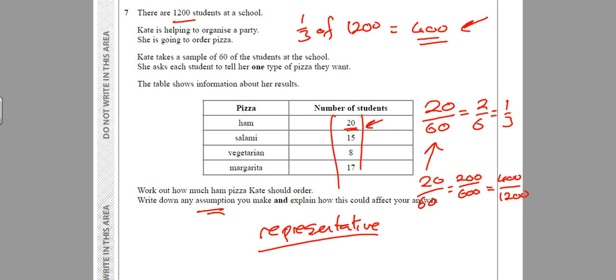So the assumption that we're making is that the sample is representative of the whole school. And again, what that means is that the sample represents what the whole school wants. Explain how this could affect your answer. If the sample isn't representative, then we've either got far too much pizza, if this number's too high, or far too little pizza, if this 20 is too low.